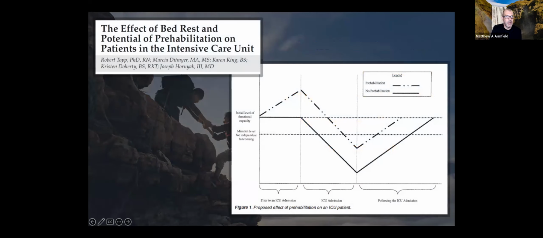this study by Robert Top, taking a look at the effect of bed rest and potential of prehabilitation on patients in the ICU. This was an adult study, but you can still get the same takeaways from this. Here the dotted line is the patients who went under prehabilitation. The solid line is for no prehabilitation. The patients who did the work beforehand, which we're going to talk about soon, spent less time under an initial level of functional capacity and minimal level of independent functioning, and returned to an initial level faster than those without prehab.